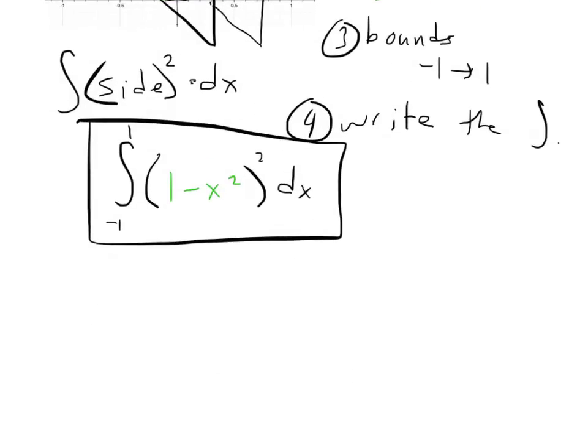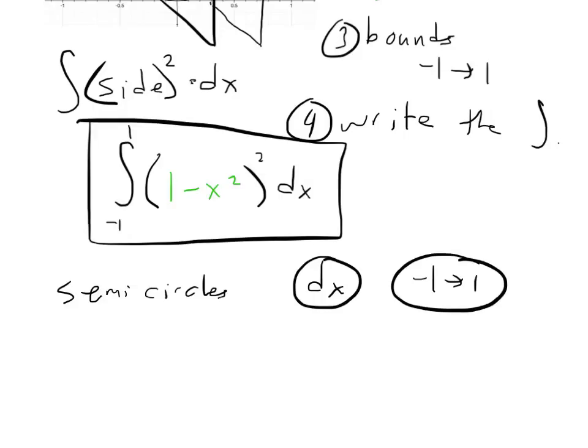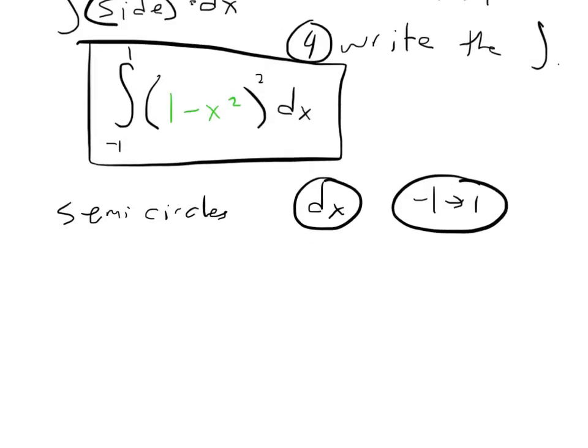I want to throw one more example of this in here really quickly. What if I had asked you to do semicircles? What would that change? It doesn't change step 1. Step 1 still is dx. It wouldn't change step 3. Step 3 still tells us we're going from -1 to 1. The only thing that really changes is step 2. Step 2, the area of a semicircle is 1/2 pi r squared. So the question is, what is the radius of one of these circles?